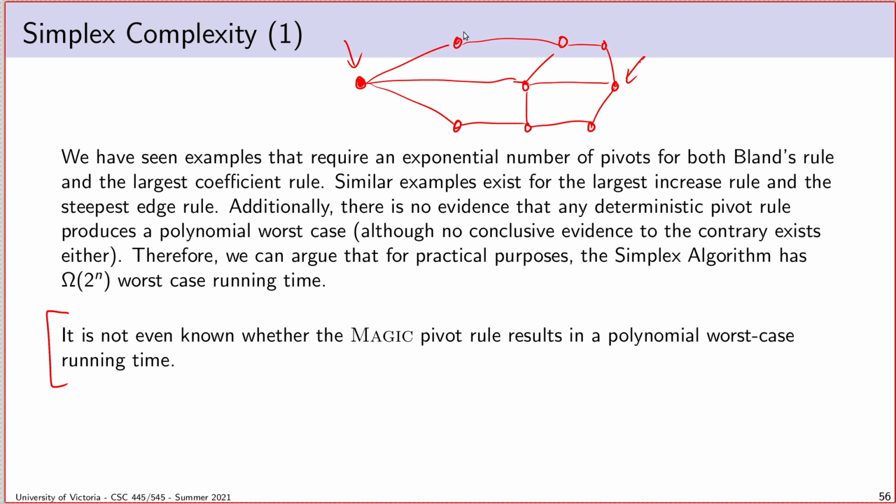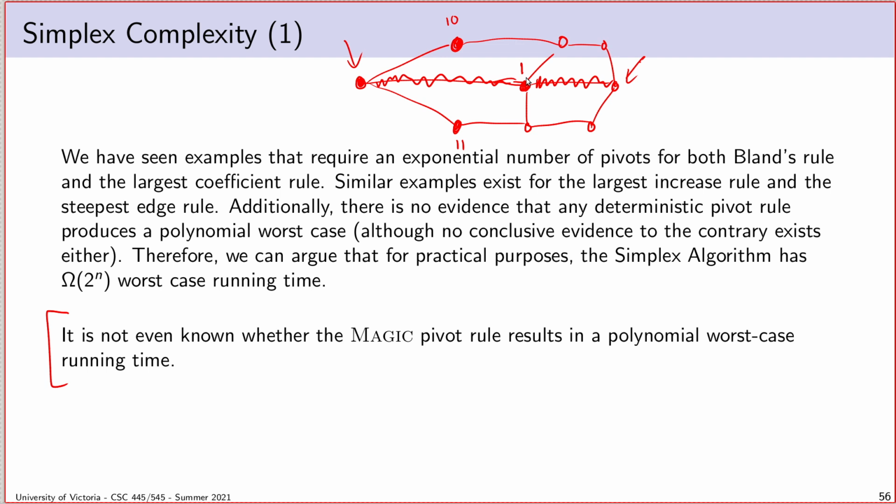When I'm standing at this vertex, suppose that the objective value of the neighboring vertices behaves strangely. So it's 10 here, it's 11 here, and it's 1 at this vertex. So that means the largest coefficient or largest increase rule may well choose one of these two vertices as the first one to visit after my initial one. But we know the shortest path between the initial vertex and the optimal solution is this one. The magic pivot rule is a notional, idealized pivot rule that at each step, whatever vertex you're standing at, somehow magically knows where to go to get you as close as possible to the optimal solution.